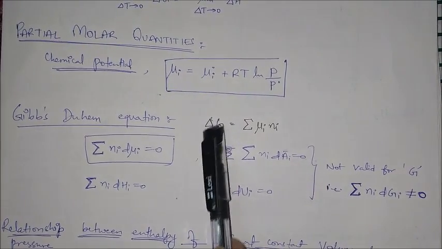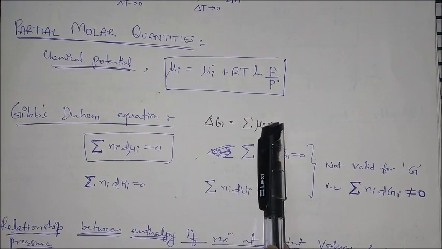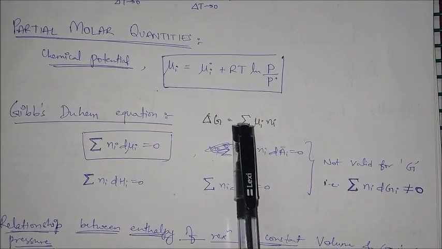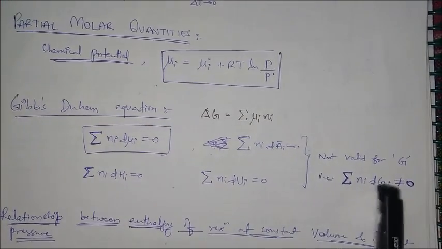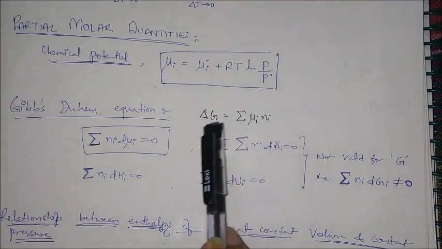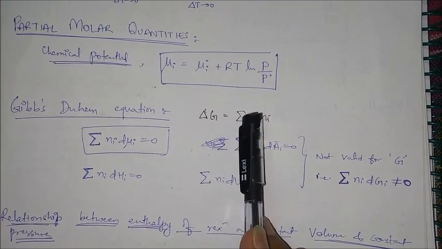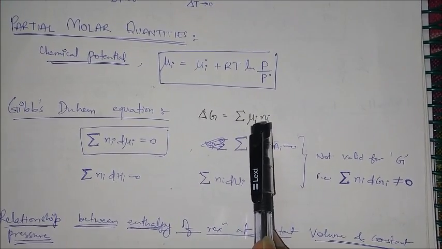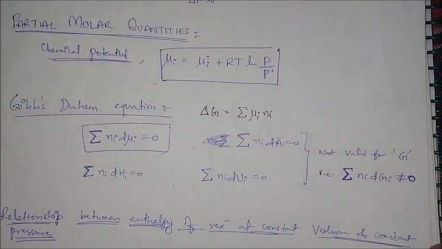And one more thing: G is equal to sigma mu i Ni. Okay, so this is also one of the important things. Because this is not equal to 0, the Gibbs free energy is equal to the sum of mu i Ni, where mu i is the chemical potential and Ni is the number of moles.